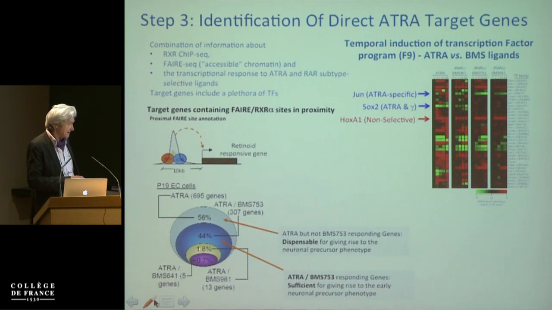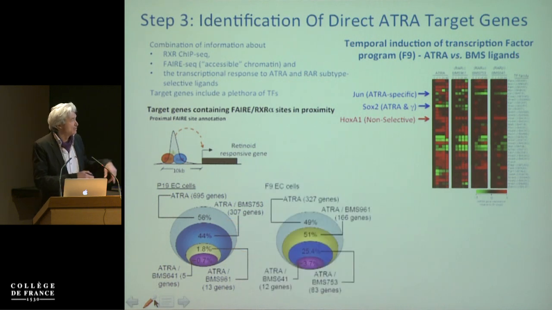Whereas here we have the beta drives only 0.7% of the genes, and the gamma drives 1.8% of the genes, which says that retinoic acid is doing much more than just driving phenotypic differentiation, or differentiation according to transcription factor activation. And the same is true for the F9 cells, which are shown here. So retinoic acid is doing more than the selective ligands.